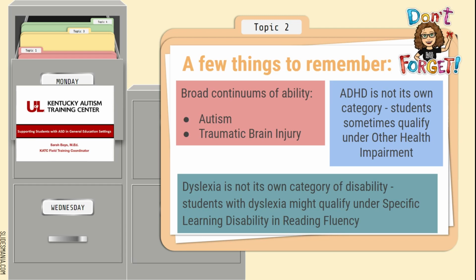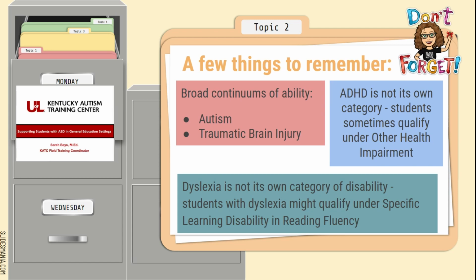A few other key things to remember. When we think about categories like autism and traumatic brain injury, we often use the term umbrella because those categories are very broad. A student might qualify as having autism or a traumatic brain injury, and you might see minimal effect in the general education classroom. They also might have autism and traumatic brain injury and require significant modifications and supports throughout their day. So, just because a student qualifies with one of those categories doesn't mean that there's a very narrow window of what those characteristics might look like in your classroom.